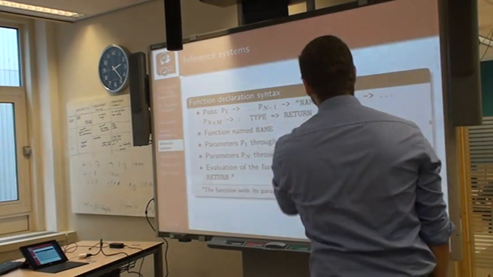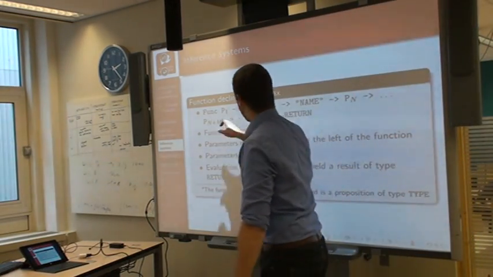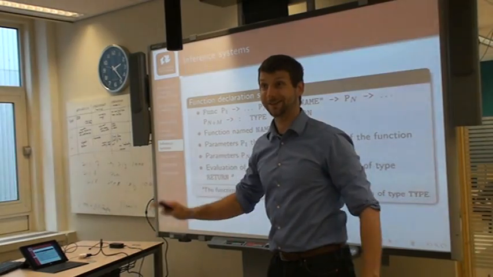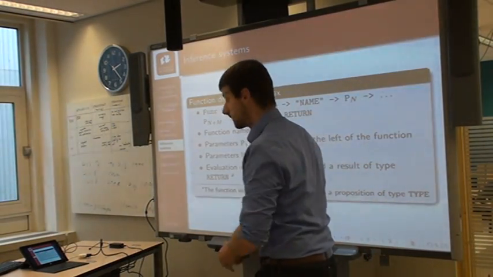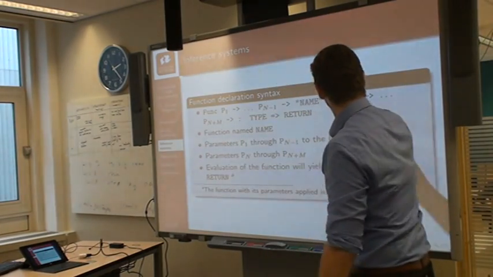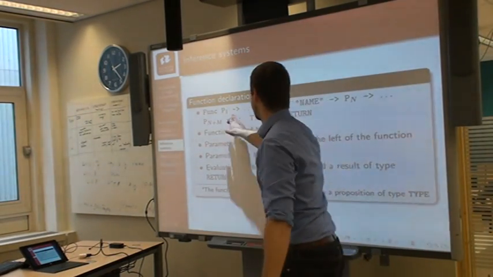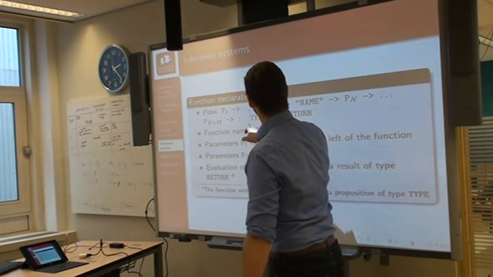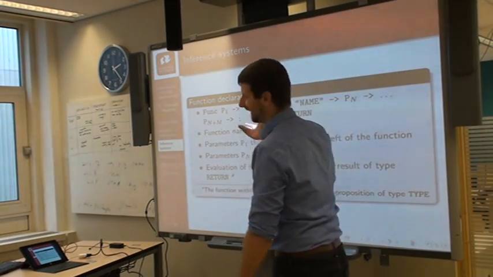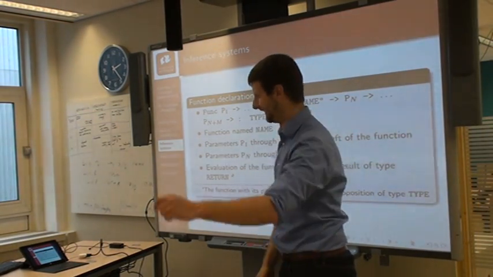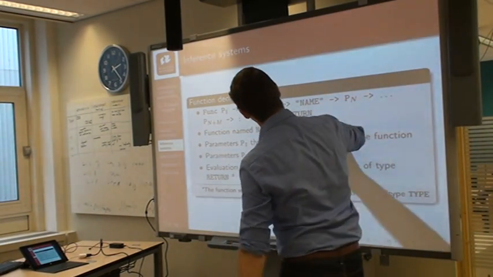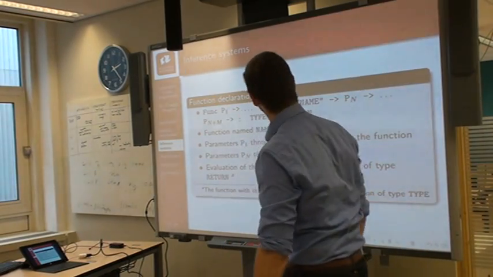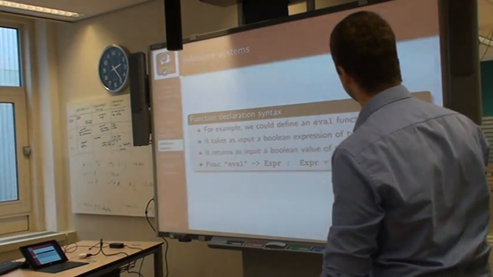So, this is how we declare a function. A function can have parameters to the left and to the right. We have a bunch of parameters to the left. Then we have the name. Then we have a bunch of parameters to the right. The last arrow is a mistake. And the most important bit is this. This returns a value of return type.